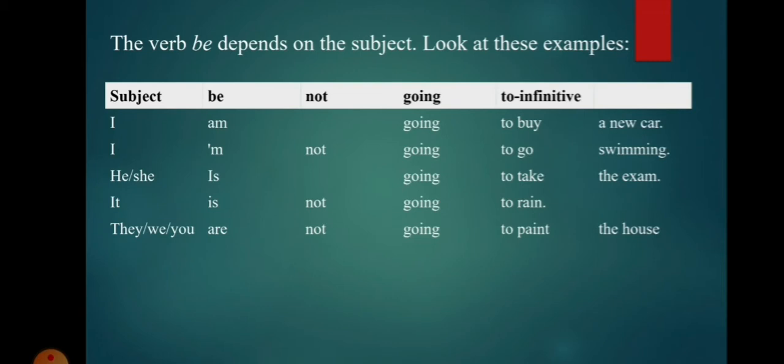So the example sentence is I am going to buy a new car. The not here is meant for the negative form: I am not going to buy a new car.